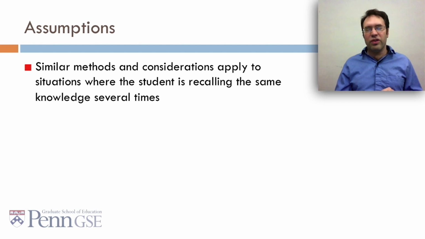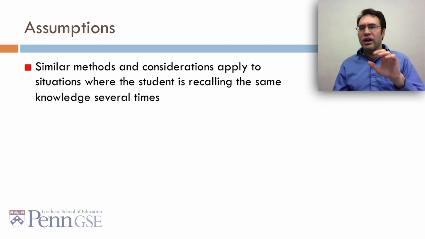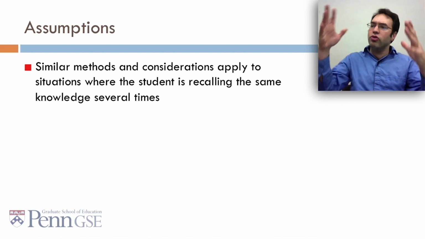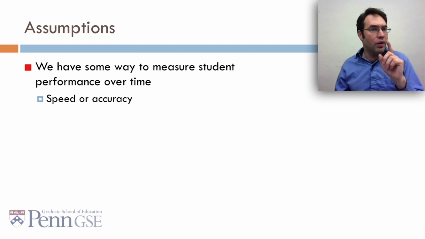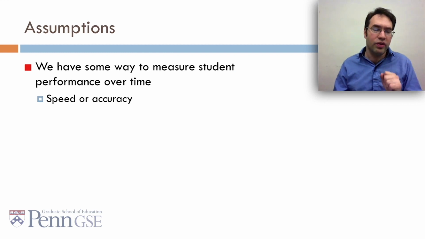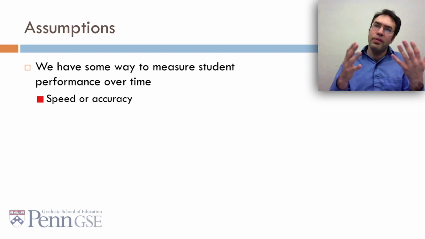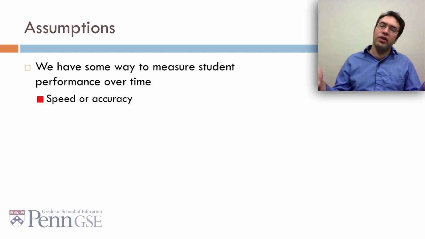Similar methods and considerations apply to situations where the student's recalling the same knowledge several times. It doesn't have to be a skill, it's kind of neutral to the type of knowledge component you have on hand. Another assumption, we have some way to measure student performance over time. Might be speed, might be accuracy. Could be other things like the amount of assistance the student needs to get the right answer.